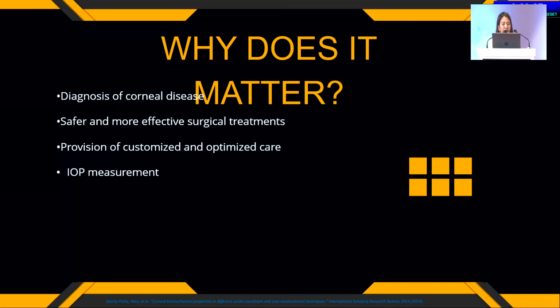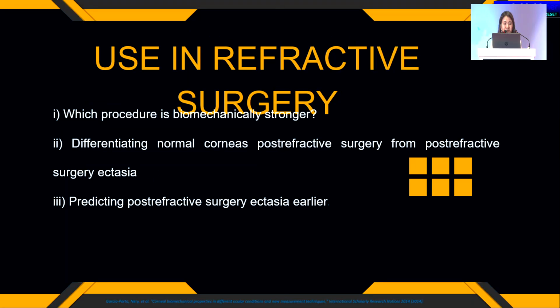So, why does it matter? It helps us in diagnosing corneal disease. It helps make sure that we are able to give safe and more effective surgical treatment to the patient, and it provides customized, optimized care as to what kind of surgery or refractive surgery is useful. Also, intraocular pressure measurements can get affected because of the cornea.